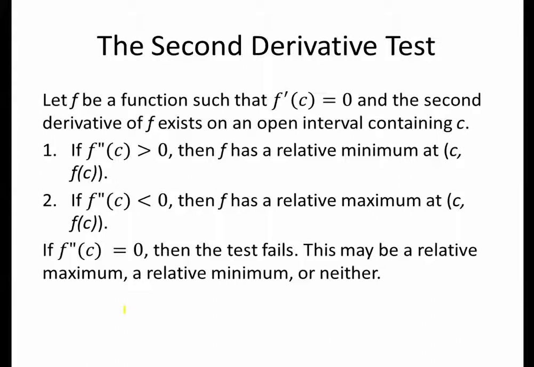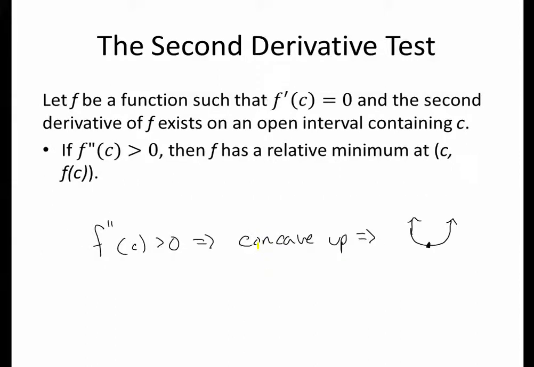The second derivative test also tells us some good information. So let's let f be a function such that f prime of C equals 0. So we're looking at a critical number. The first derivative is equal to 0. The second derivative exists on an open interval containing C. Now, if the second derivative is positive, then f has a relative minimum at the point C, f of C. If the second derivative is negative, then f has a relative maximum at C, f of C. If the second derivative is also 0, then the test fails. We need to use a different test or figure out a different way to determine the value.